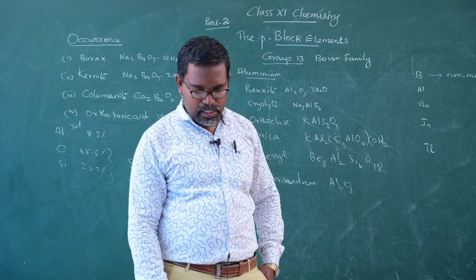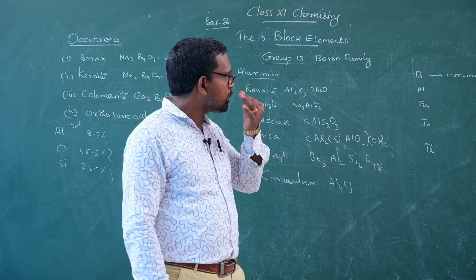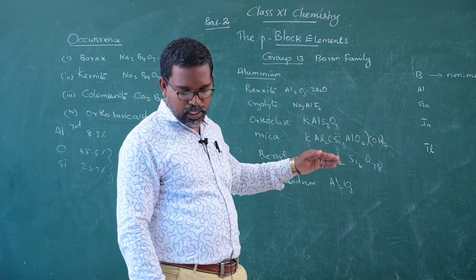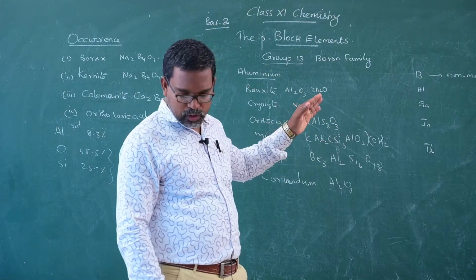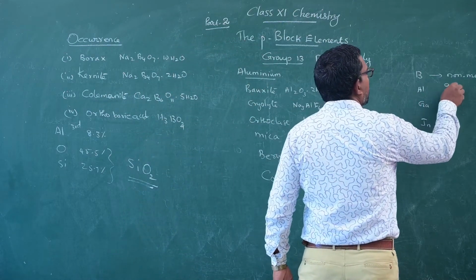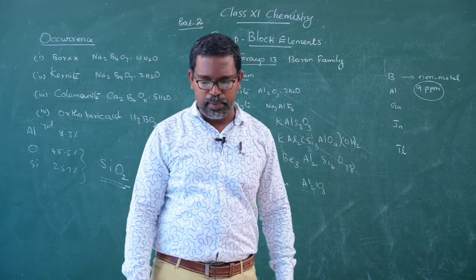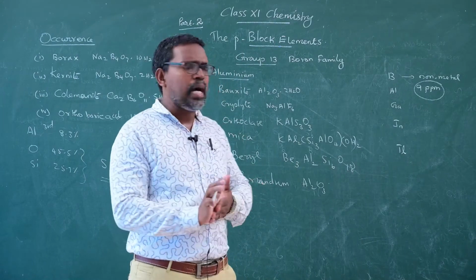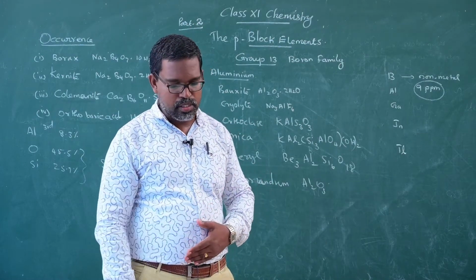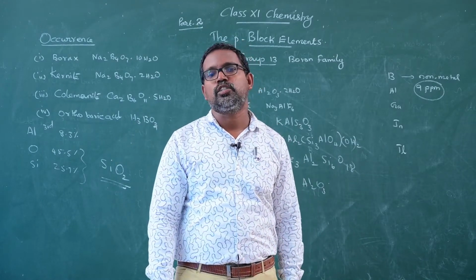The abundance of these elements in the earth crust: boron is relatively rare, present at 9 parts per million. So these are some occurrences of group number 13 elements. Now we are going to discuss the general characteristic properties of group number 13.